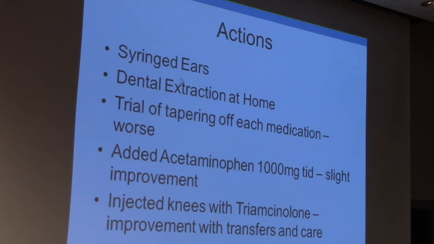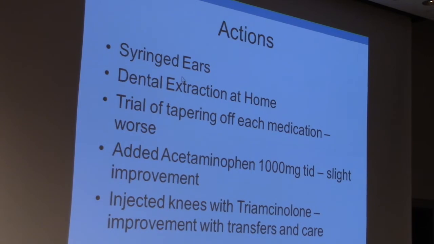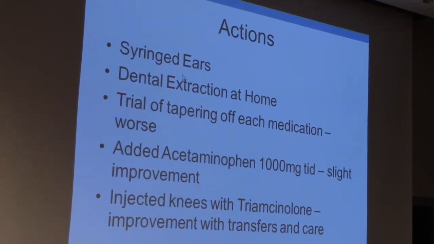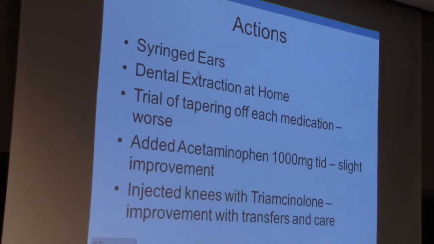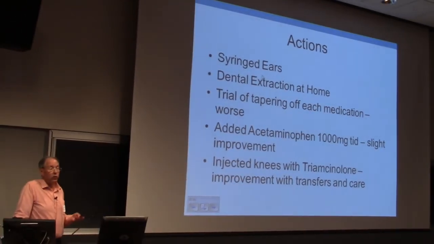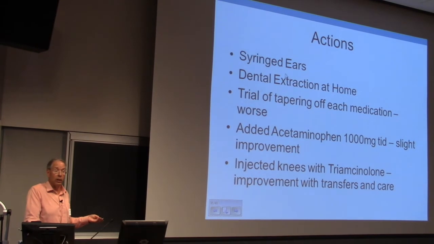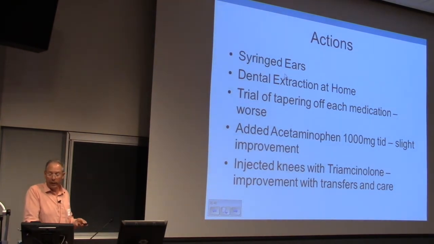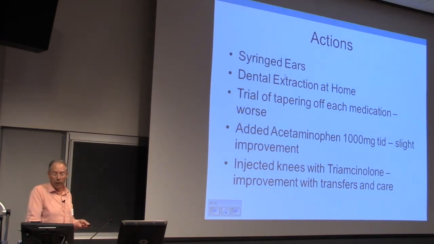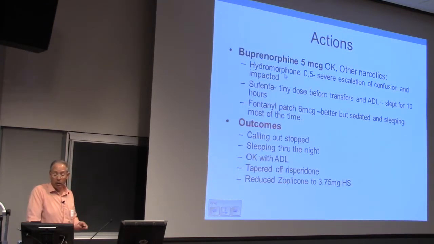So coming back to this lady, what did we do with her? Well, we cleaned out her ears to make sure she could hear what was happening. We got a dentist to come in and do some tooth extraction. She had painful rotten teeth that needed to come out. We tried tapering her off each of her medications just in case they were causing side effects, and it didn't make a difference. We added acetaminophen up to 1,000 milligrams 3 times a day. There was slight improvement with her. We injected her knee with triamcinolone, which improved her capacity to transfer with care, and that got a little bit better. And we put her on buprenorphine 5 micrograms, which she seemed to tolerate.